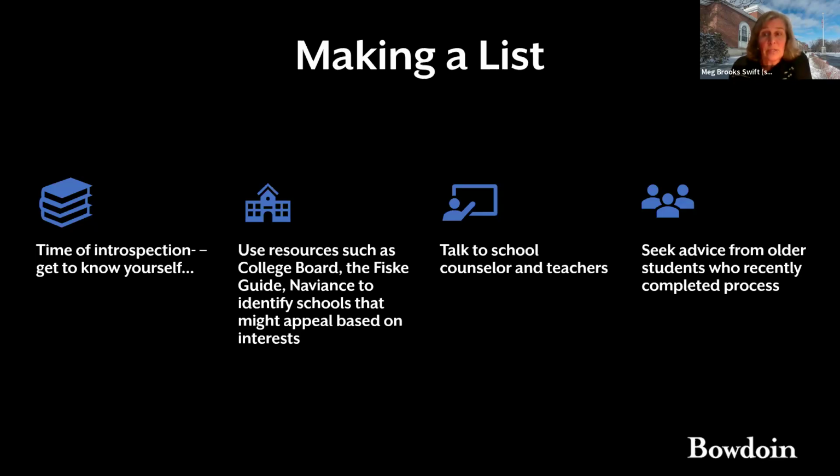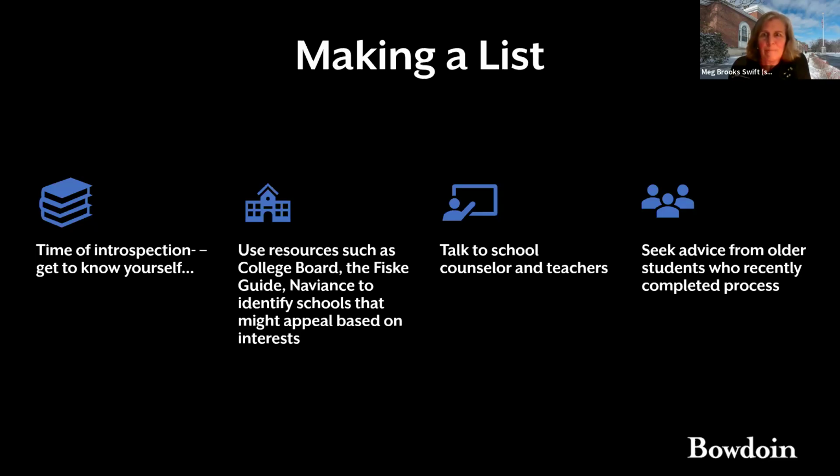There are a number of resources that can help approach this task, many of which are online. Resources such as the College Board, the Fiske Guide, Naviance, and more will provide a series of questions that might help a student identify schools that appeal to them based on specific interests. They may help identify if you want a large research university or a smaller college. They might help you think about whether you'd like to be in the Northeast or whether warm climates are really important to your student.